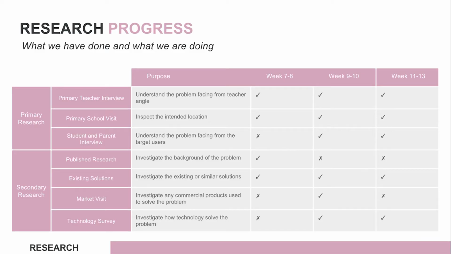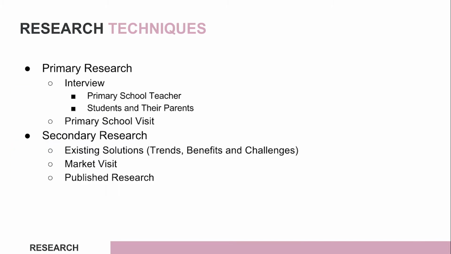First, let's jump to the research part. This table is the research progress. It shows the research we have done, we are doing, and what we will do in the future. The research techniques include interviewing primary school teachers, students and their parents. We also did a primary school visit.